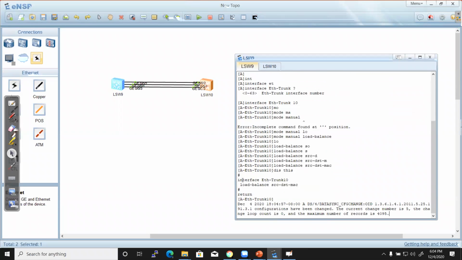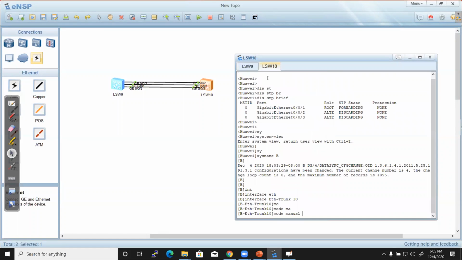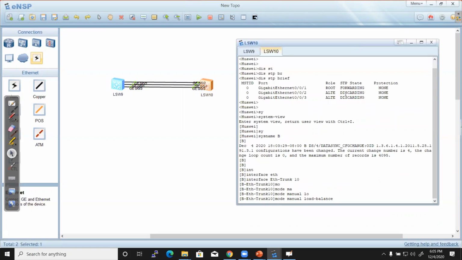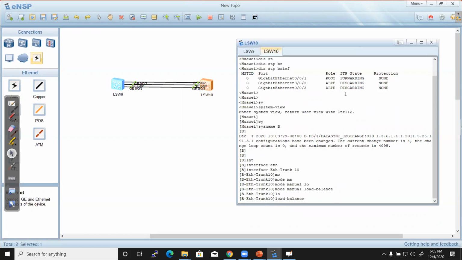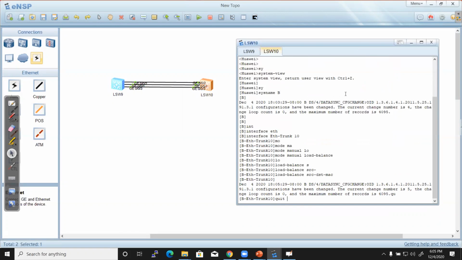Let me show you, display this. I simply created an each trunk with an integer value, and I'm performing the load balancing on the basis of source and destination MAC addresses. I need to do the same thing over here. I will create an interface each trunk with the same group number, select mode manual because we are configuring this bundle statically, and perform load balancing on the source to destination MAC address basis, and that's it.